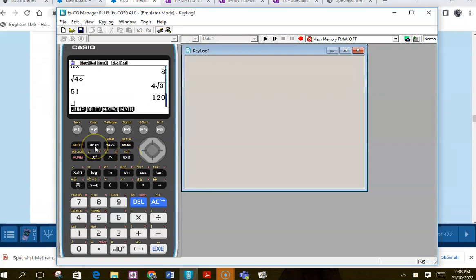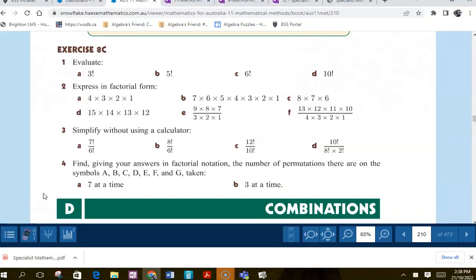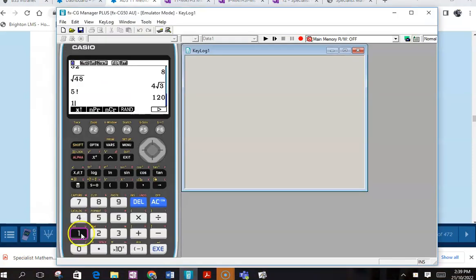We go to option. We want more. Probability. There she blows. Factorial. And you can go, what did they ask us to do? 3 factorial. Let's go bold. 10 factorial. Want to have a guess? What do you think 10 factorial is? 1,000. Let's have a go. 10 factorial. Look at that. That is a mighty, mighty, mighty number.